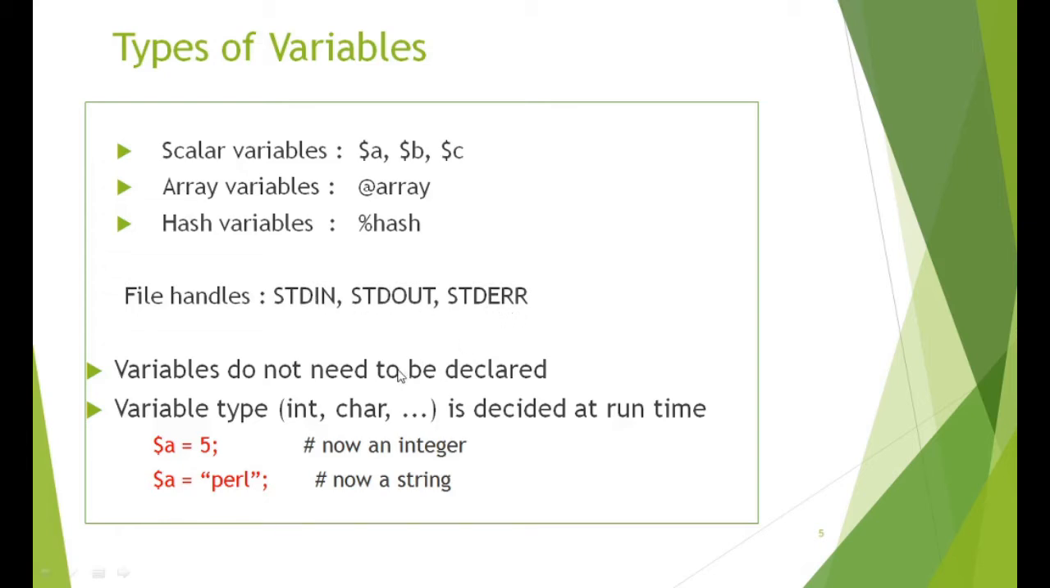In Perl, you need not declare the variable, but its type will be decided at runtime. Suppose you have the value 5 assigned to a variable, then this variable will be taken as an integer variable. Suppose you have a string assigned to a variable, then this variable will be taken as a string variable.